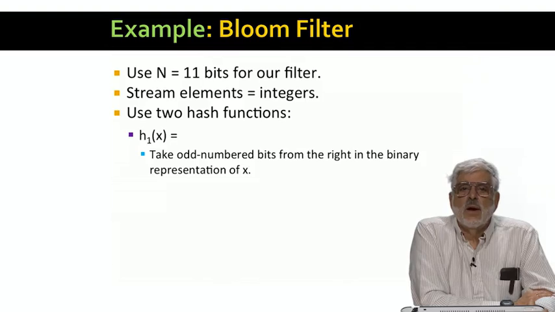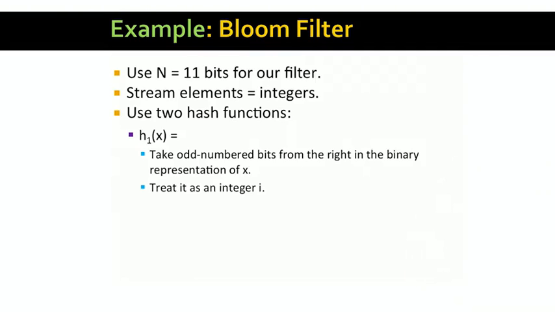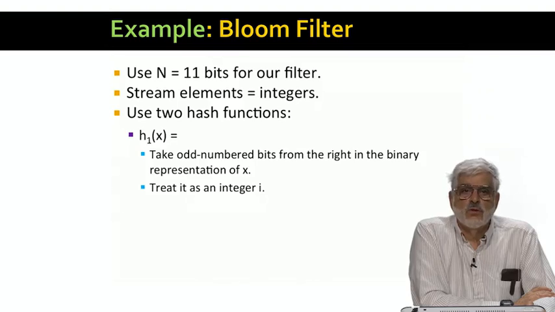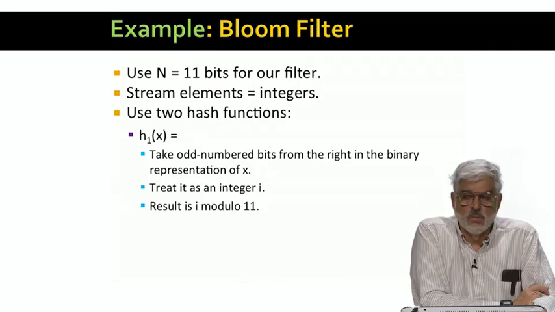We're going to write x in binary. For h1, we use only the odd positions, counting them from the right. That is, position 1 is the low order bit, position 3 is the 4th place, position 5 is the 16th place, and so on. Looking only at the odd position bits, we get another binary integer. Suppose that integer is I. Then compute I modulo 11, that is the remainder when I is divided by 11. That's the value of h1 of x.